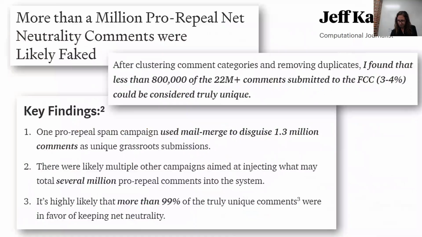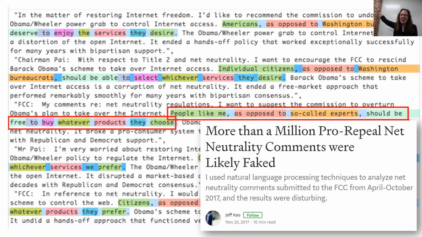Okay, there's supposed to be an animation there. Two years ago, the FCC was considering repealing net neutrality, and they solicited comments from US citizens to get their opinion, and they got over 22 million comments, and most of those comments, I think, said that they were for repeal. Some of the comments read: Americans, as opposed to Washington bureaucrats, deserve to enjoy the services they desire. Individual citizens, as opposed to Washington bureaucrats, should be able to select whichever services they desire. People like me, as opposed to so-called experts, should be free to buy whatever products they choose. And so these are sounding a bit formulaic, right?